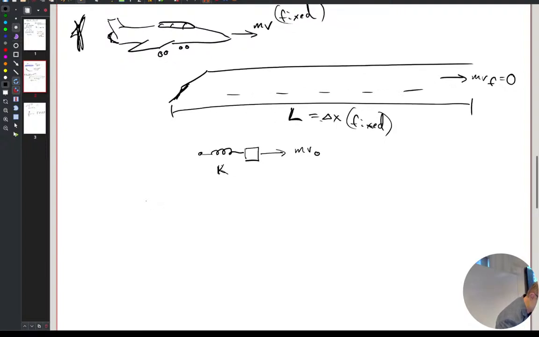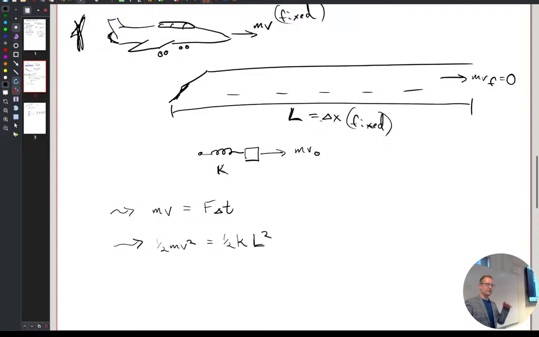So I know initially, mv equals F delta t, and then I also know that 1/2 mv squared equals 1/2 k, I can call it L squared. If I say that it's unstretched when it first lands and then it's fully stretched as it moves on, something like that. So I've got two equations to work with, and these two parameters that I can play around with.